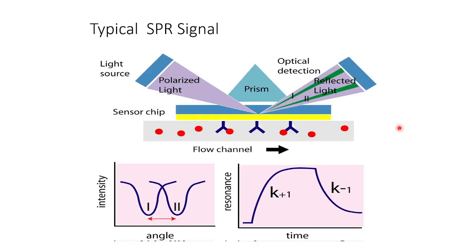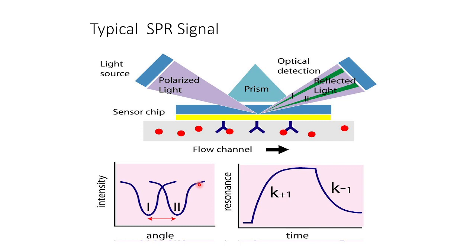Now the typical SPR signal is like this. You have the light source of your polarized light, it strikes, you get the reflected light, then you have the optical detection. This is, say, your prism, you have the sensor chip, and these are your antibodies binding to some kind of ligands, and when they bind, when you plot your intensity versus the angle, you get curves like this.